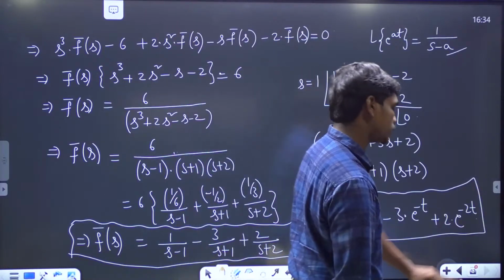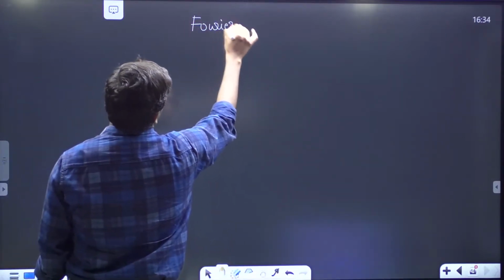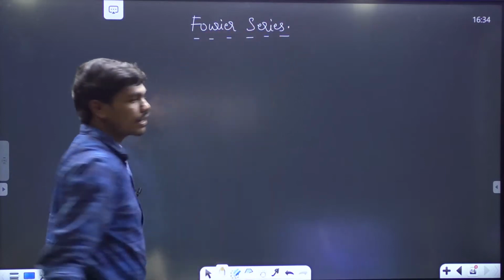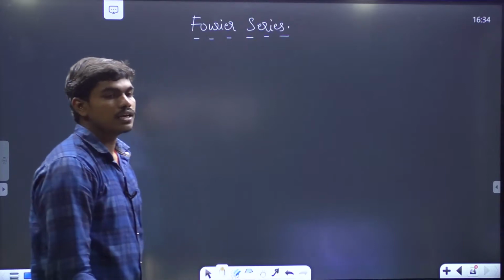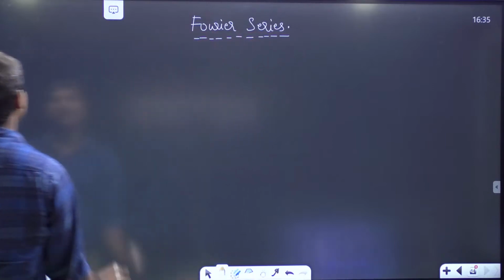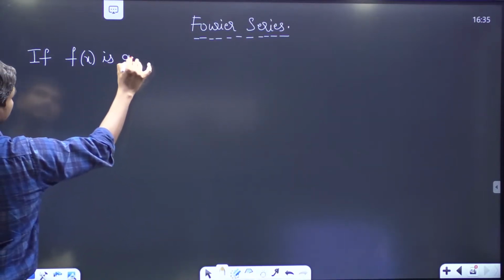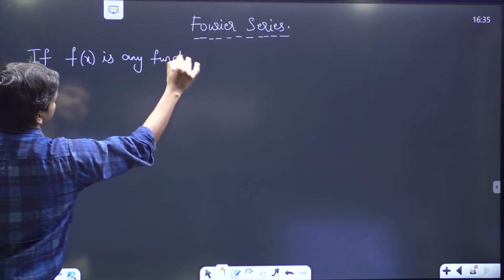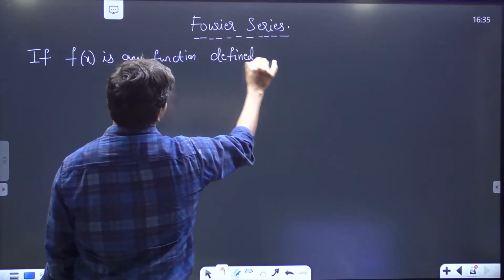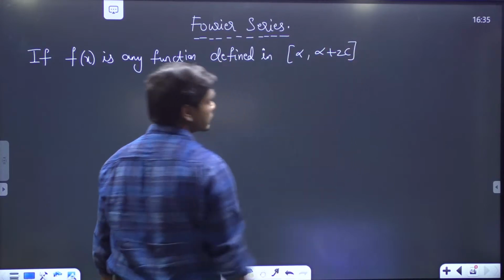So now we'll start Fourier series within short time. I'll just give you an introduction, like how to calculate the Fourier series expansion of any given function, and we'll end the course. So Fourier series, if f of x is any function defined in the interval alpha to alpha plus 2c, where c is a constant basically.